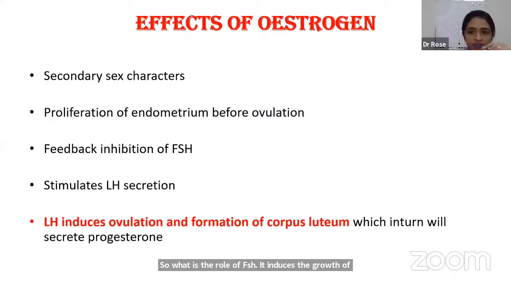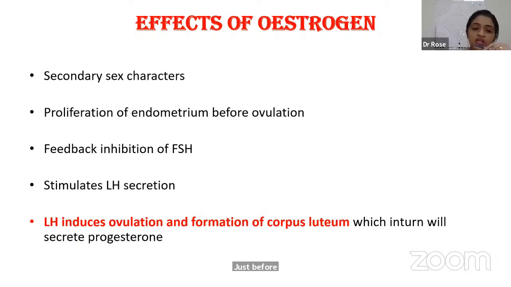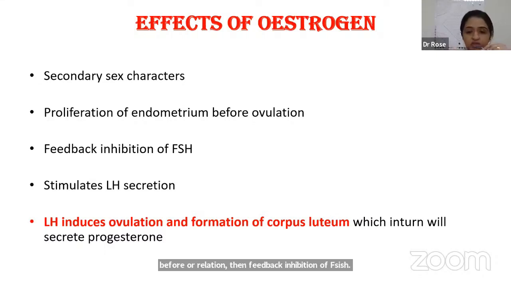Now, effects of estrogen. Some of the favorite short MCQs are, what are the effects of estrogen? All these are the effects of estrogen, except something like that. So the effects of estrogen include forming secondary sex characters, proliferation of endometrium just before ovulation, then feedback inhibition of FSH. It stimulates the LH secretion, and this LH actually induces ovulation and formation of corpus luteum. So these are the changes which happen with the help of estrogen.